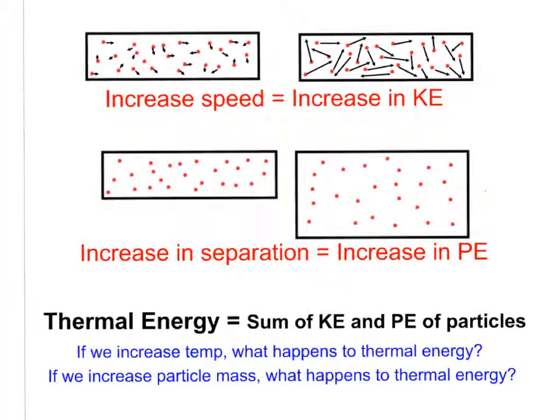There will be more thermal energy in the larger glass than in the smaller glass. So to summarize here, when we are talking about thermal energy, it is the sum of the kinetic energy and the potential energy of all the particles. If we increase the average kinetic energy of all the molecules, or increase its temperature, we will increase the thermal energy. If we increase the mass and the number of particles that we have, we will increase the thermal energy.